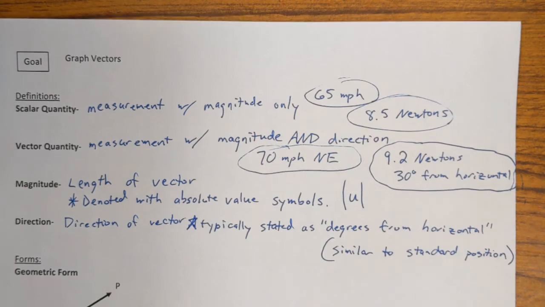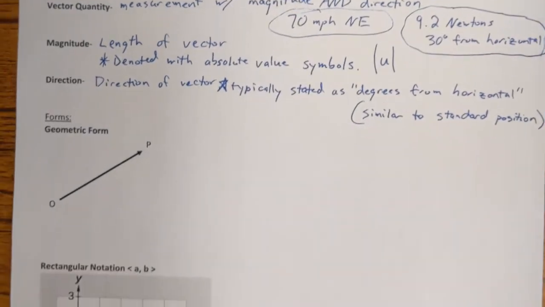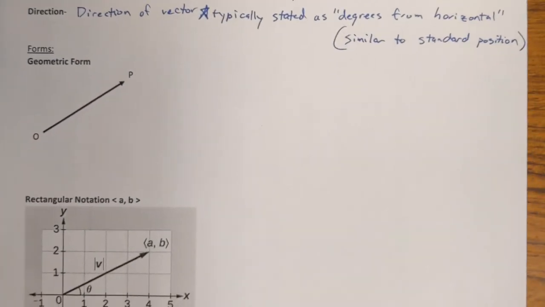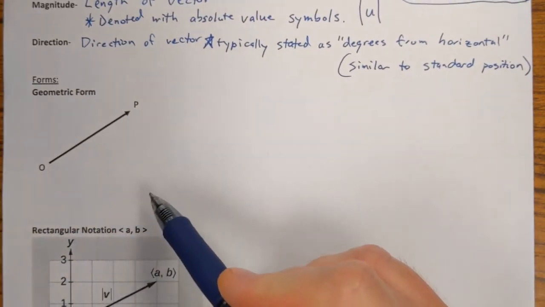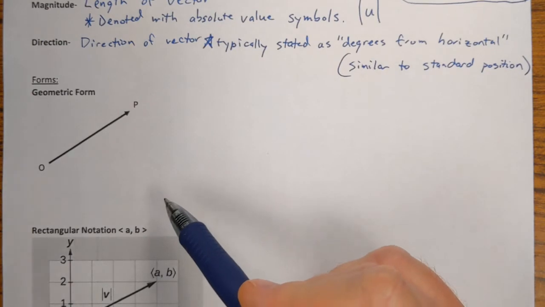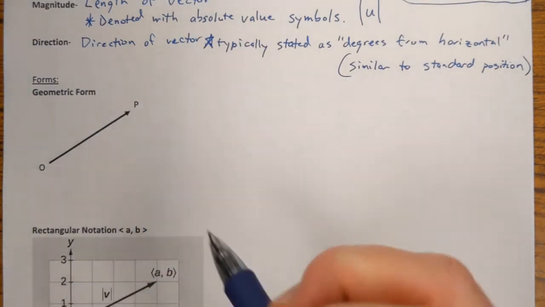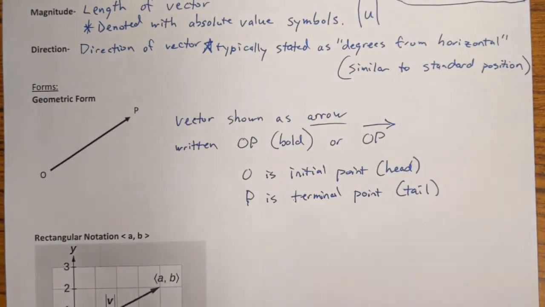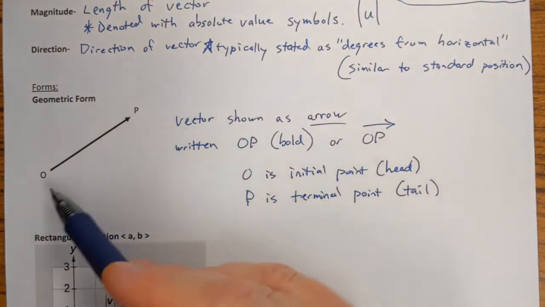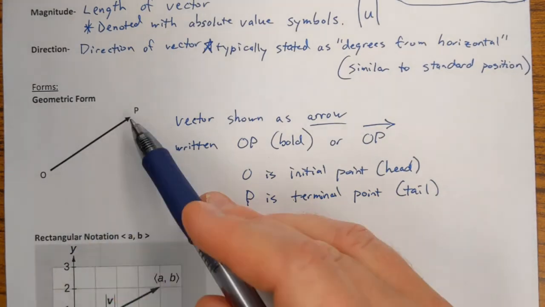Now vectors can take three main forms. That's what I want to talk about here. The first form of a vector is just geometric form. You can draw a vector without any graph. It doesn't have to be on a coordinate plane or a grid. It can just be out in space like this. Let me write down a few facts for you. When we draw a vector, it's shown as an arrow, but there's only an arrow on one side. It's similar to a ray in geometry.